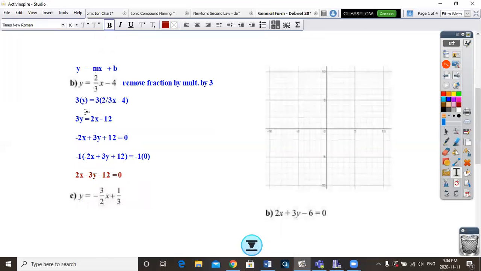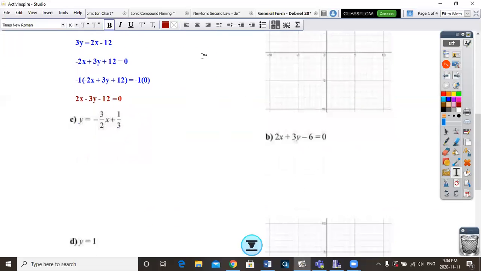Hopefully you recognize the procedure from the notes. Alrighty. So in our next example here, you'll notice that we have two fractions. So we multiply by the LCM of 3 and 2 to remove the fractions.